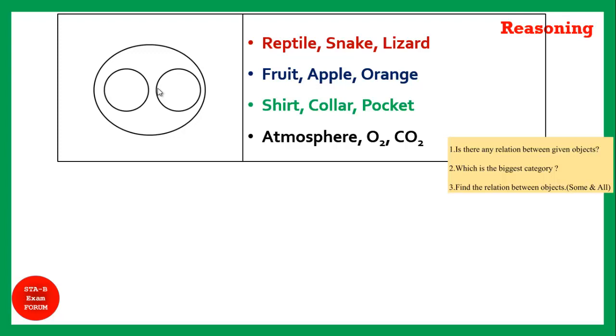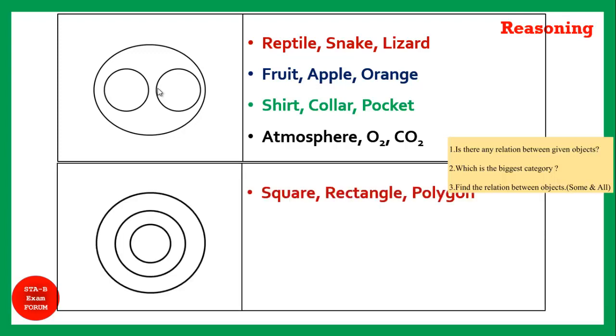Coming to the next category, let's see the question. You have to find the relationship between square, rectangle and polygon. Is there any relationship between all these three? Yes, all are polygons, that is for sure. But all squares are also rectangles, but all rectangles cannot be squares. So this biggest circle represents polygon, and this second inner circle represents rectangle, and all squares are rectangles.